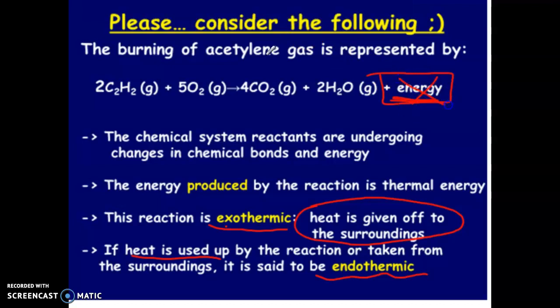Instead of the word energy, you can also see an actual value. For example, maybe I have here 50 kilojoules. So this whole thing is making 4 carbon dioxide, 2 water, and then 50 kilojoules worth of energy. Again, if it's on the product side, it's exothermic. If we had that energy amount written as a reactant, it would be endothermic.